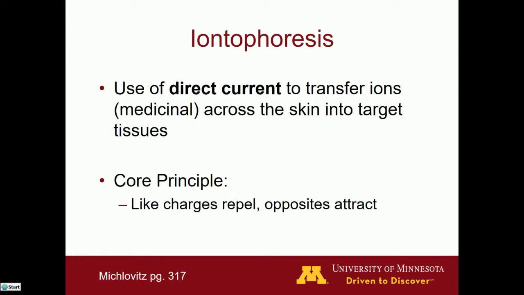So what is iontophoresis? It's the use of direct current to move ions transcutaneously into target tissues. Current and ions enter the skin through pores and sweat glands. The core principle behind this treatment is that like charges repel and opposites attract.